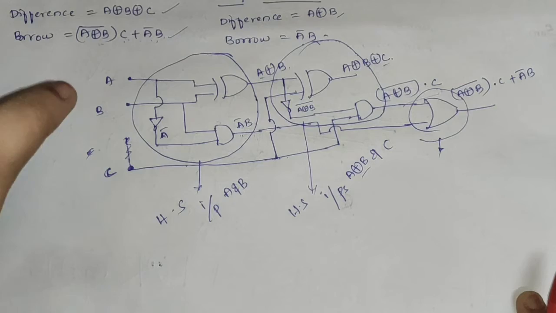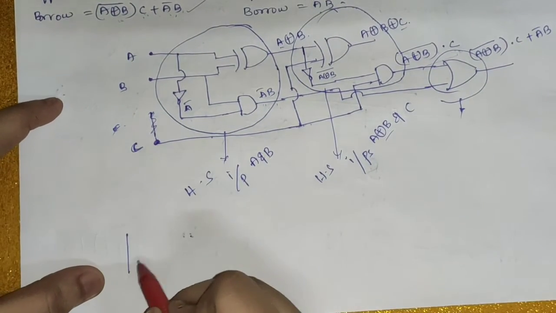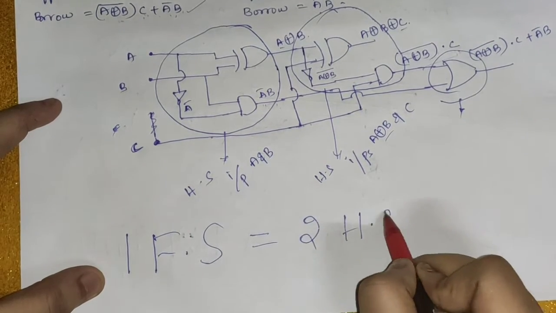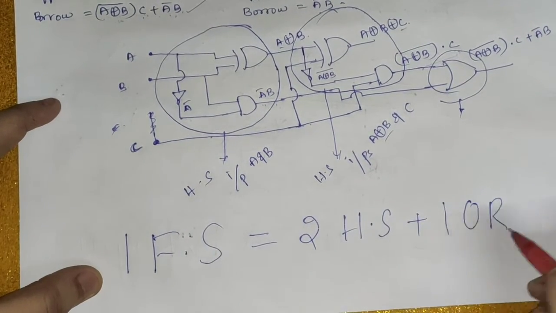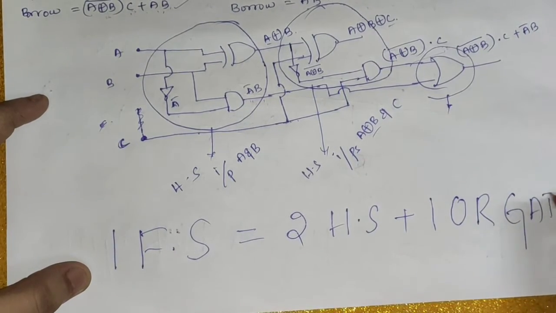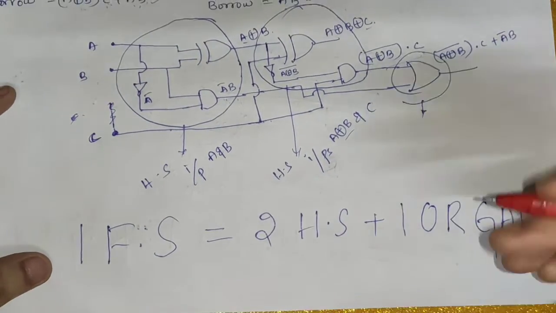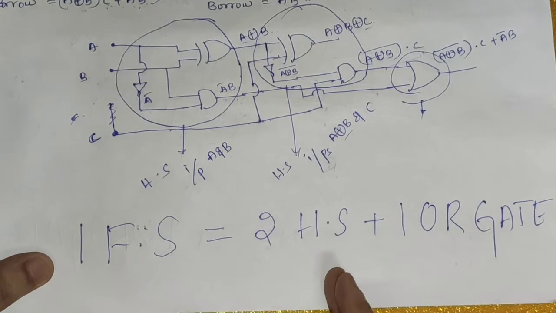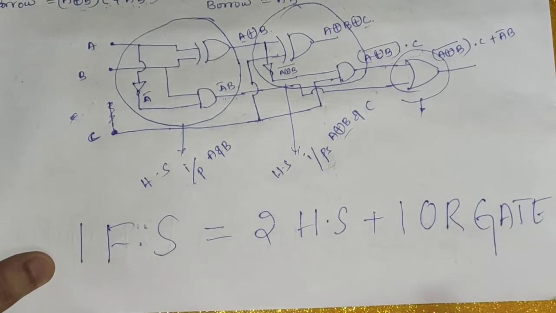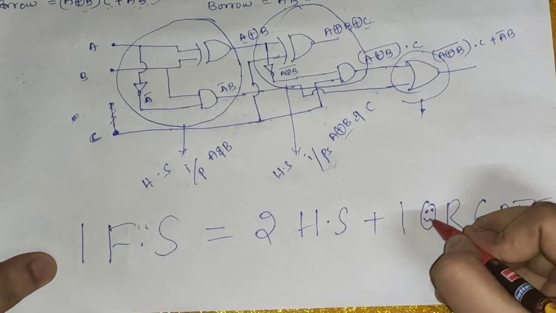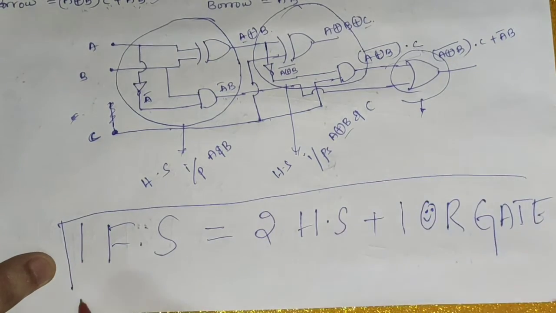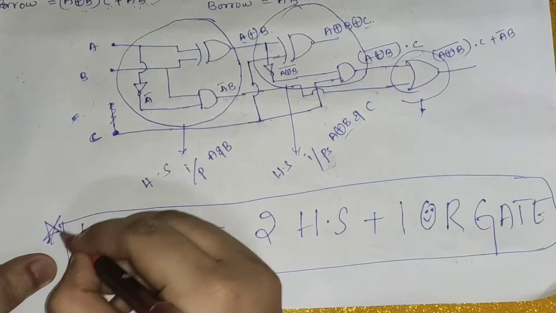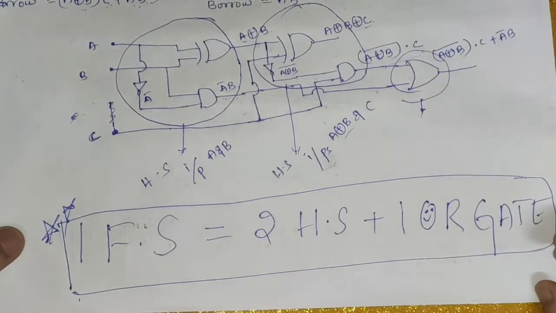So from this logical diagram, we can say that one full subtractor is equal to two half subtractors plus one OR gate. So from the above logical diagram, we can say that one full subtractor is equal to two half subtractors plus one OR logic. This is the relation between the full subtractor and the half subtractor, which is very important for further solving the questions.